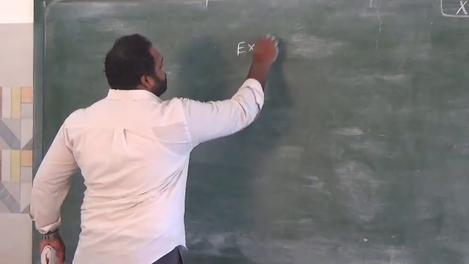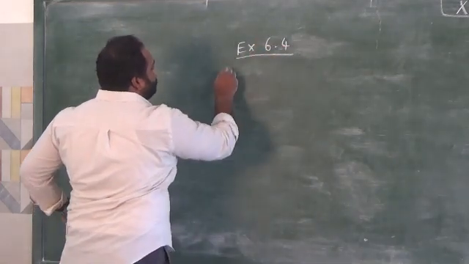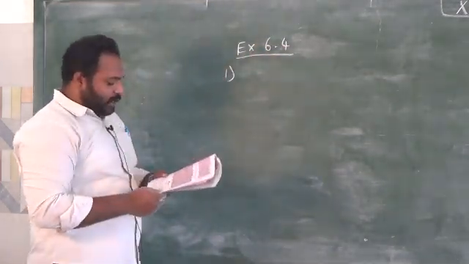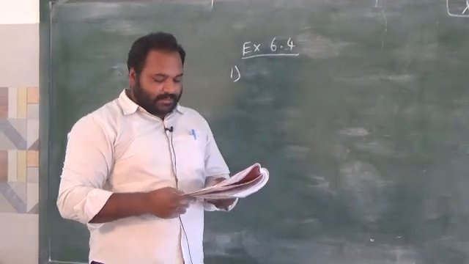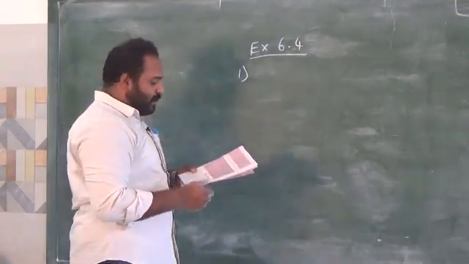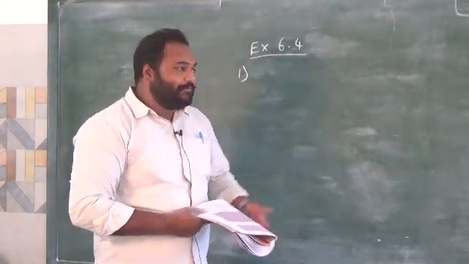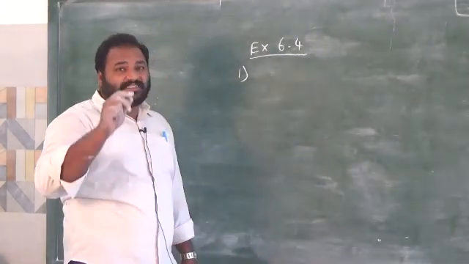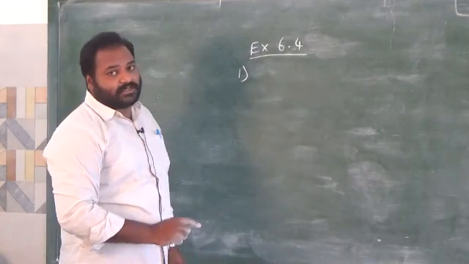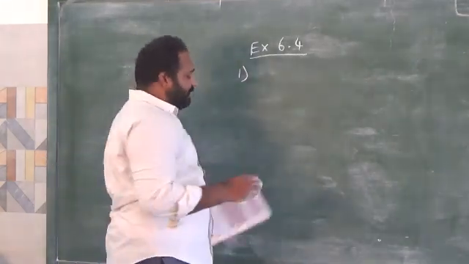Exercise 6.4, first problem. Find the combined equation of the straight lines whose separate equations are given. Here separate equations are given. We have to find out the combined equation. The combined equation is nothing but just multiplying the separate equations, that's all. So, what are the separate equations?